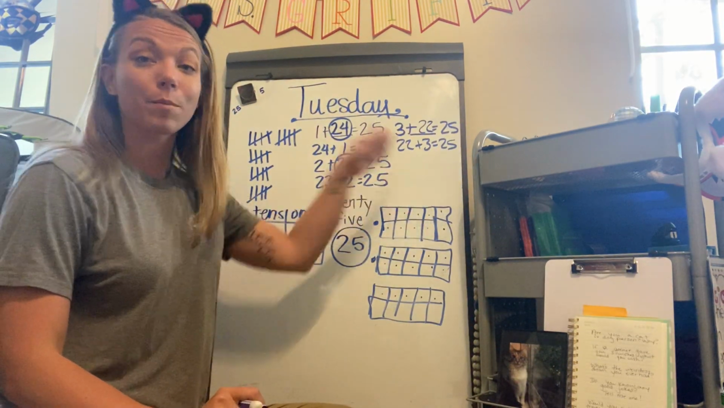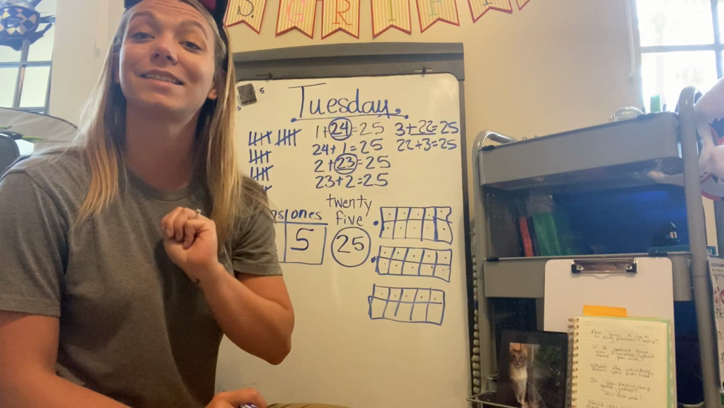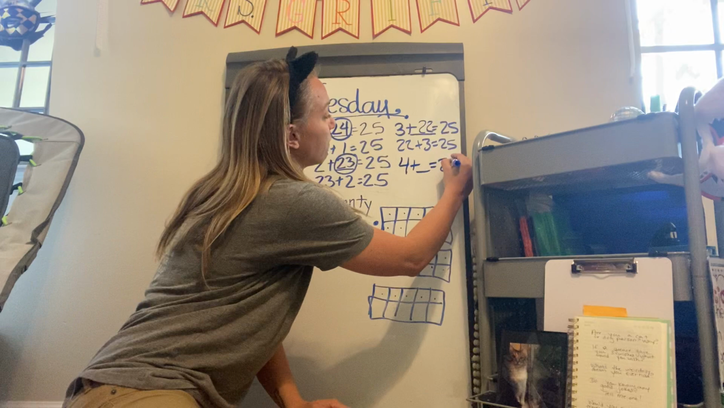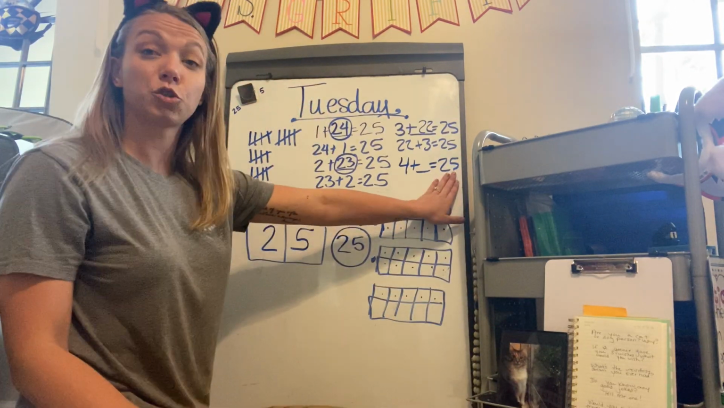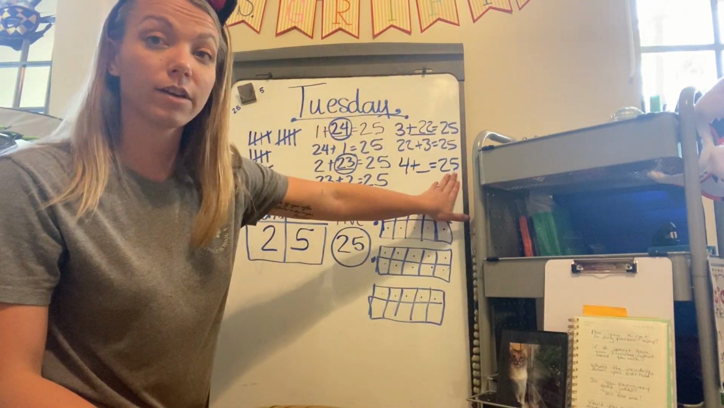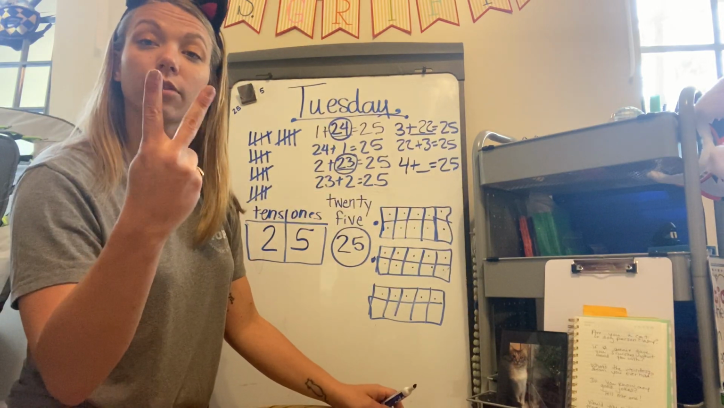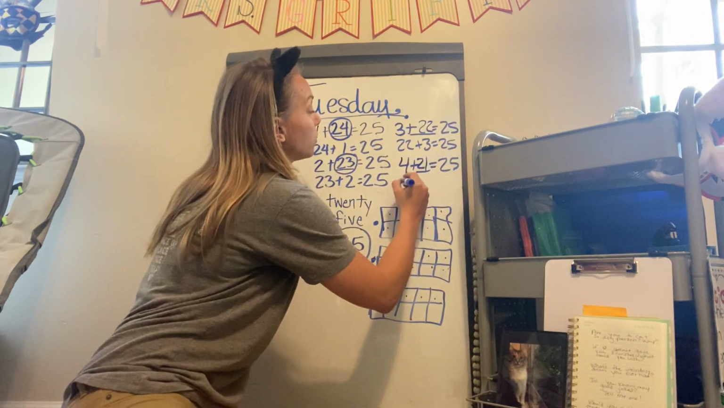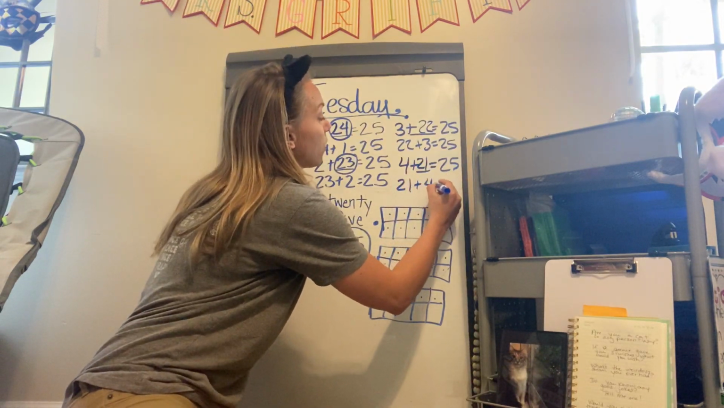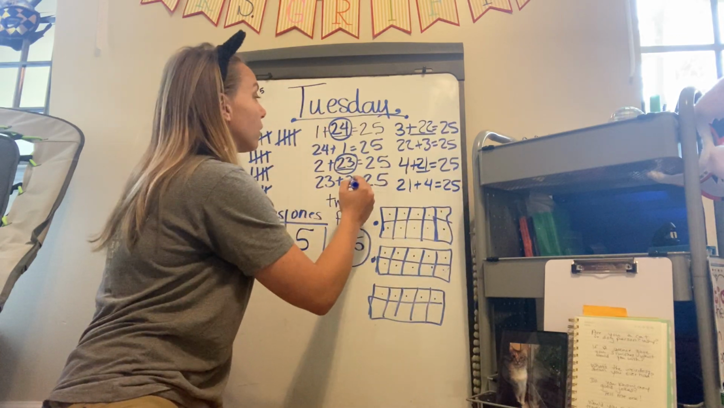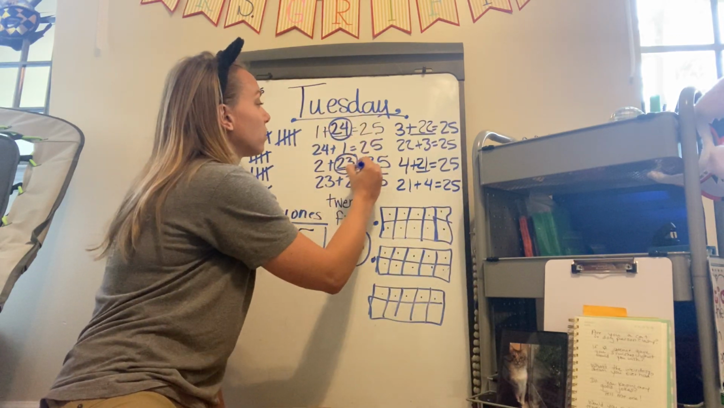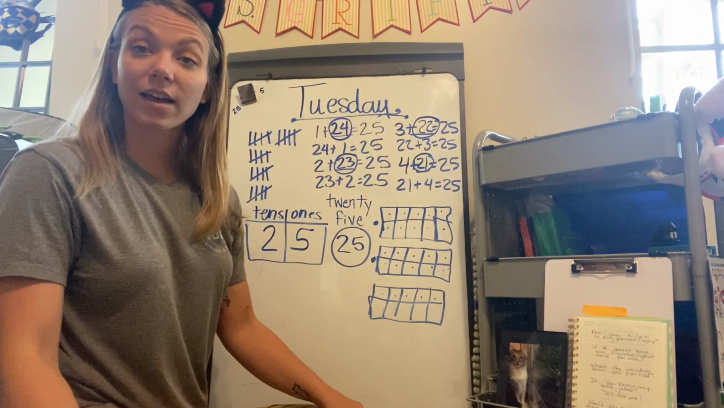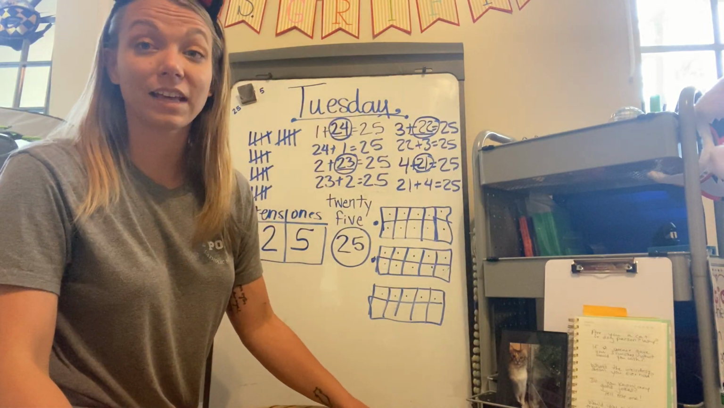Now, I'll do one more, but then you're on your own for 5, 6, and 7. 4 plus something equals 25. So if I take 25, and I've been practicing counting backwards, 24, 23, 22, 21. 4 plus 21 equals 25. 21 plus 4 equals 25. And I can look at my pattern. 24, 23, 22, 21. So you should find 5, 6, and 7's pretty easy.